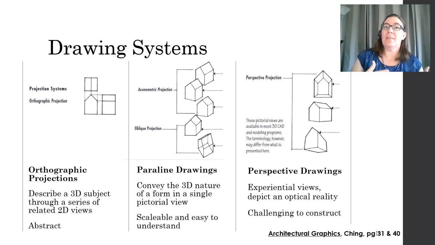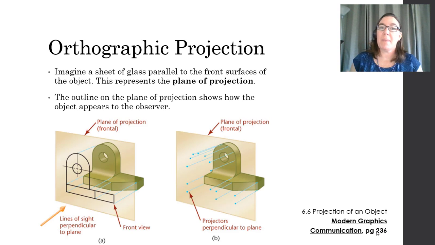Remember that these orthographic drawings are going to describe a three-dimensional subject through a series, not just one, but a series of related two-dimensional views. This drawing system is more abstract than the other three-dimensional systems, which are more pictorial. Starting with the basics of orthographic projection, imagine a sheet of glass parallel to the front surface of a three-dimensional object, and your view of that object will be directly 90 degrees projected from the object.